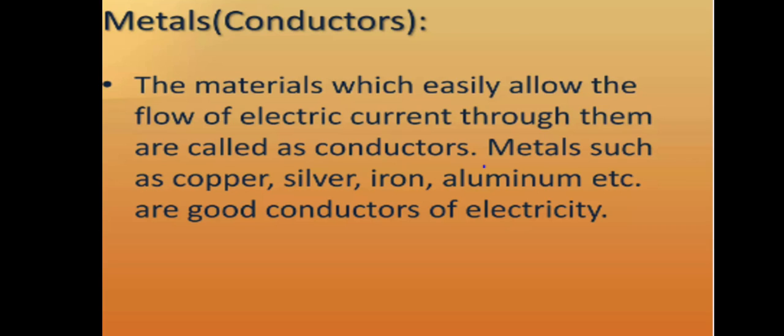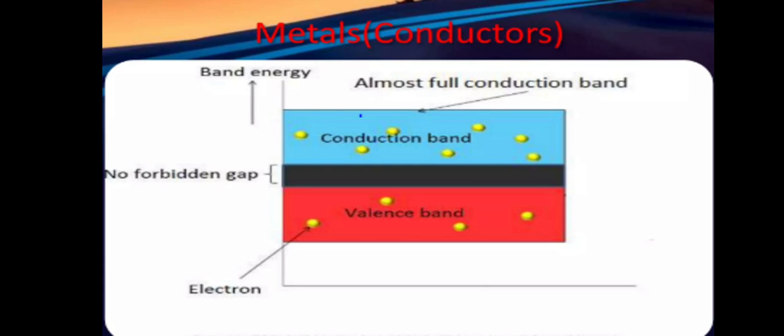Metals or conductors. The materials which easily allow the flow of electric current through them are called conductors. Metals such as copper, silver, iron, aluminium are good conductors of electricity. In this PPT, band diagram is shown. In this band diagram, students, we see there are two bands, valence band and conduction band, and between these two bands there is no forbidden gap.